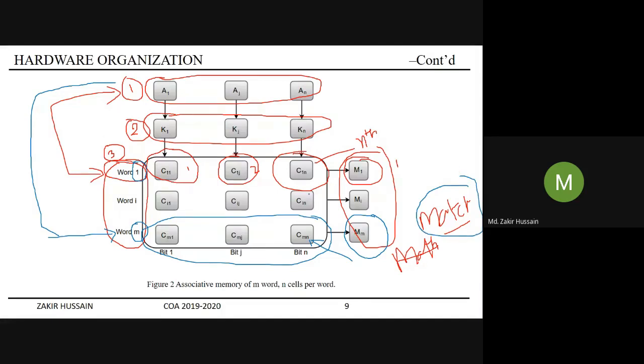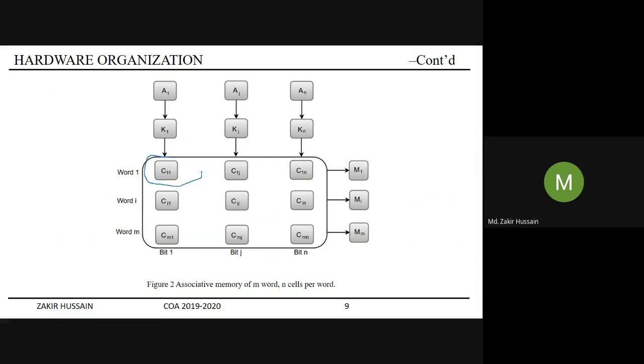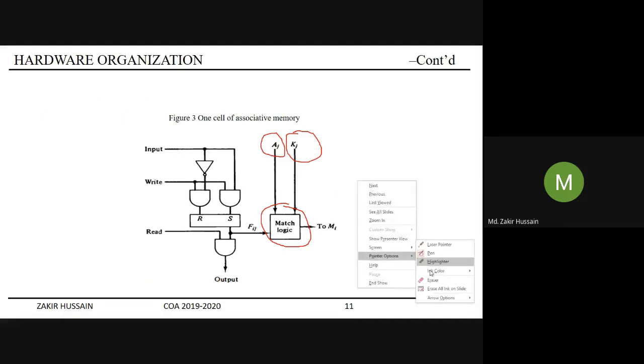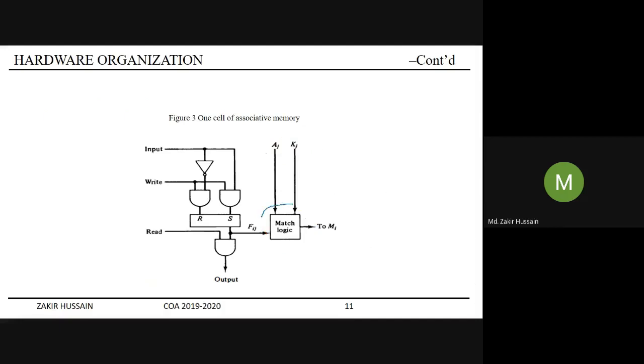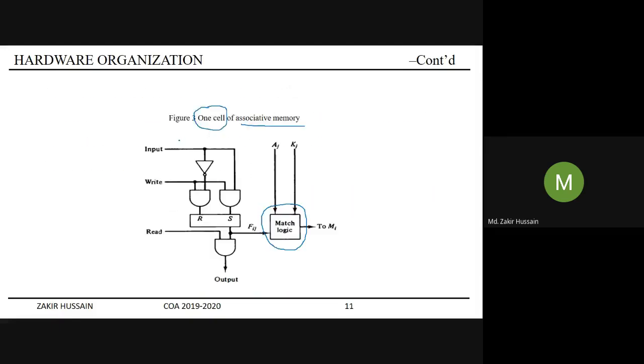Now, what you are studying is how this particular cell is actually functioning. This one cell is taking the argument register, the key register, and the word. That is what is represented here. This is the match logic. This is one cell of associative memory. This one cell has this complete logic inside, you know.